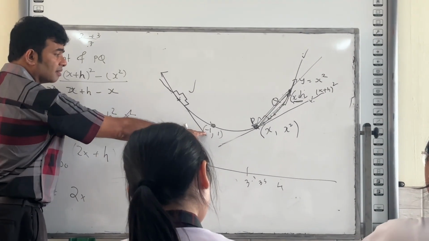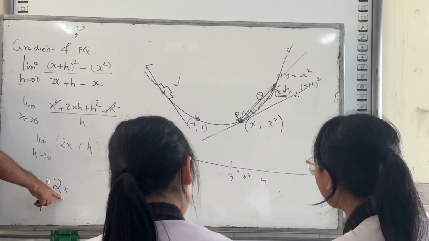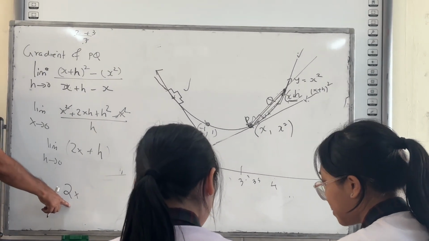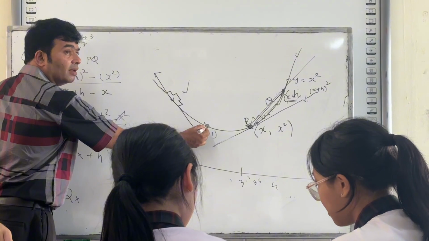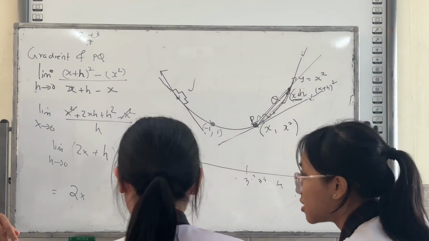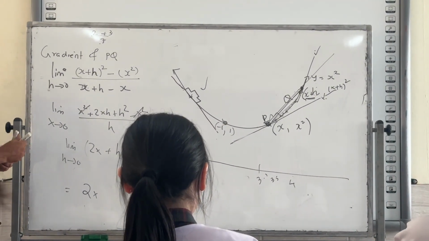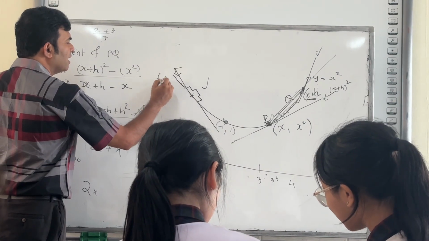What is x? Minus 1. So instead of x, what will you put? What is 2 times minus 1? Minus 2. So what is the gradient at this point? Minus 2. Clear? Now, this point, assume that it is minus 3 comma 9.